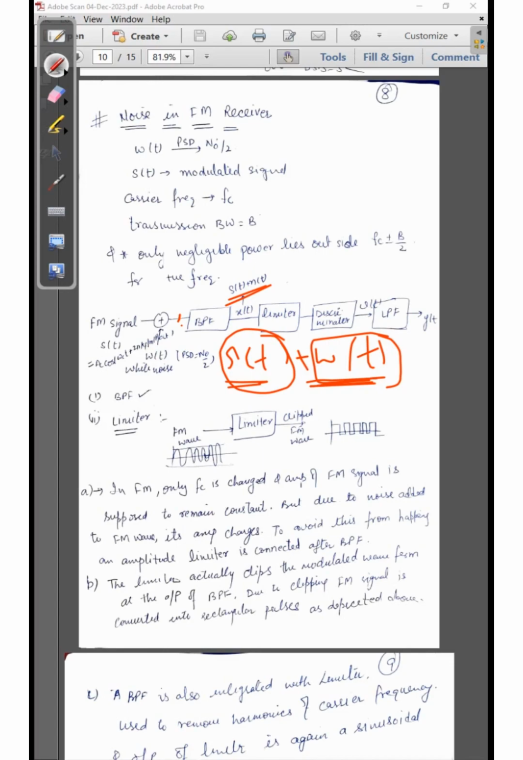Then the next three parts are the components of a frequency demodulator, in which the first block is the limiter, the second block is a discriminator, and the third block is a low pass filter. So let's see the function of each block.